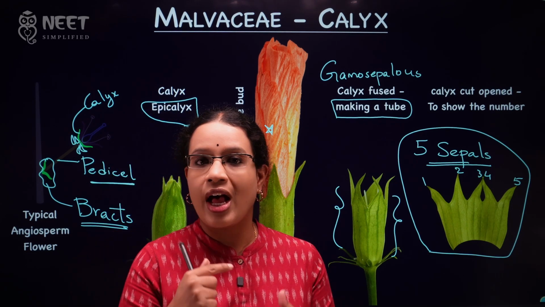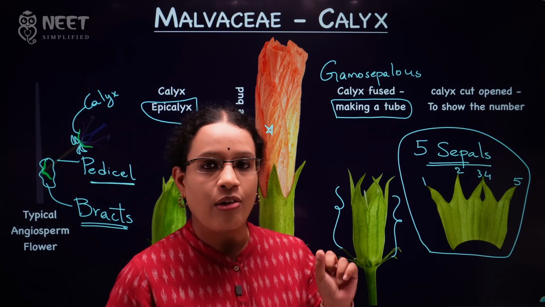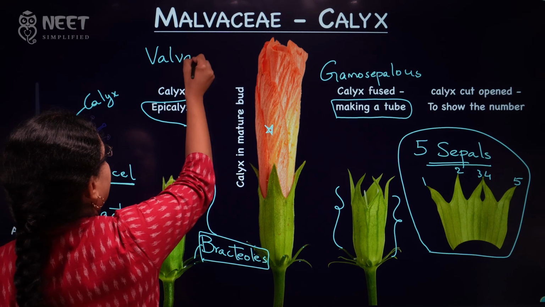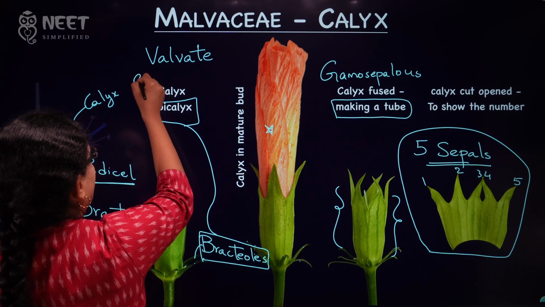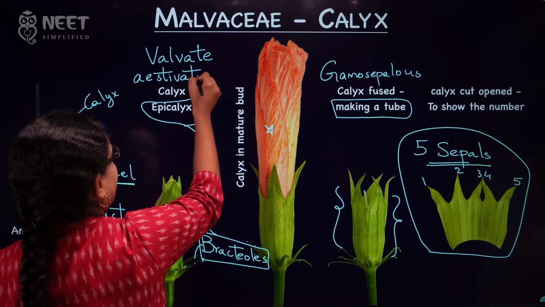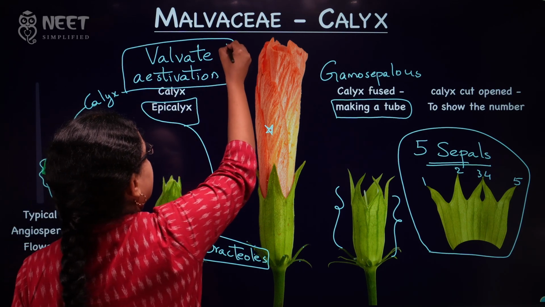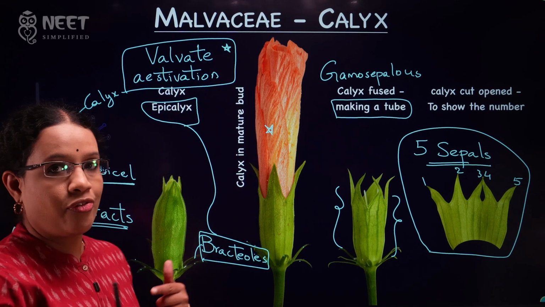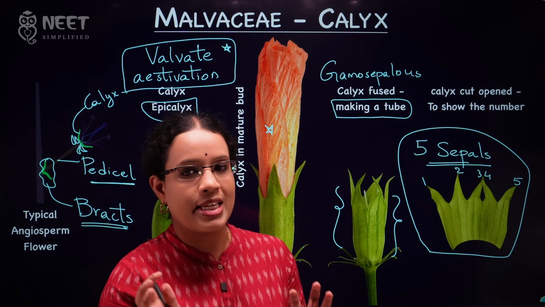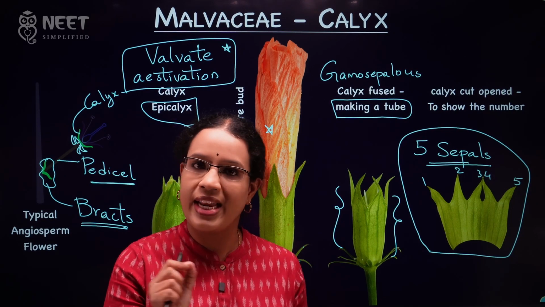Also, let me tell you the arrangement of this calyx over here. We call this a valvate estivation. We have the arrangement which is called valvate estivation for the sepals. Now, this is something which you have to remember because there's another kind of similar thing which we will be facing again, or again we are going to read about something called estivation. So remember, sepals are arranged in a valvate estivation.